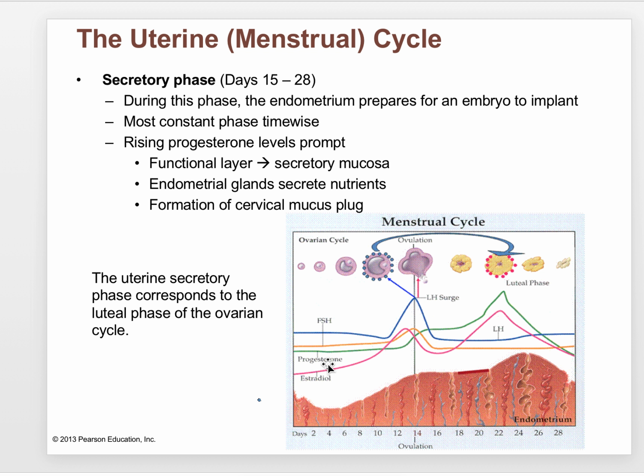The secretory phase. This corresponds to the luteal phase of the ovarian cycle. The secretory phase is after day 14, at the same time as the luteal phase of the ovarian cycle. During this phase, the endometrium prepares for an embryo to implant. The default response is that fertilization occurs, and the endometrium has to get ready for implantation of the embryo, so the embryo can grow and the placenta can form. Of course, that's not what happens most of the time, but that's what it's designed to do.